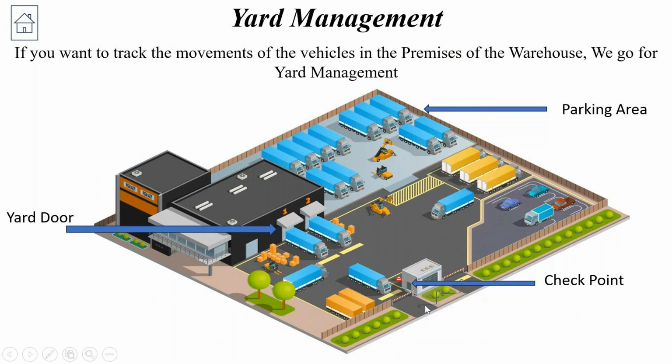So this is the checkpoint. From here, vehicles will enter and leave the warehouse. This is the compound wall. This is the actual warehouse. But here we can park the vehicles. Once any one of the warehouse doors is free, we can dock the vehicle to the door. This is the yard door. This is the parking area. This is also possible with the help of our EWM.